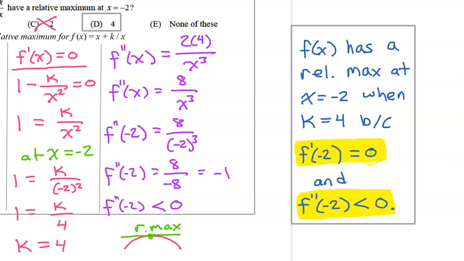F prime equals 0 guarantees that we have a horizontal tangent line. F double prime being negative tells us that the function is concave down, which makes it a relative max. If we wanted to justify a relative min, we would show that f double prime is positive.